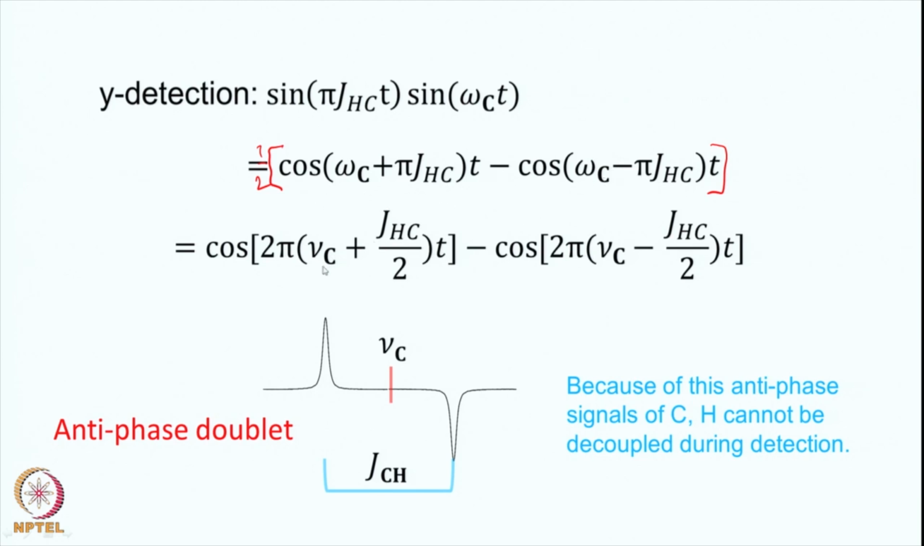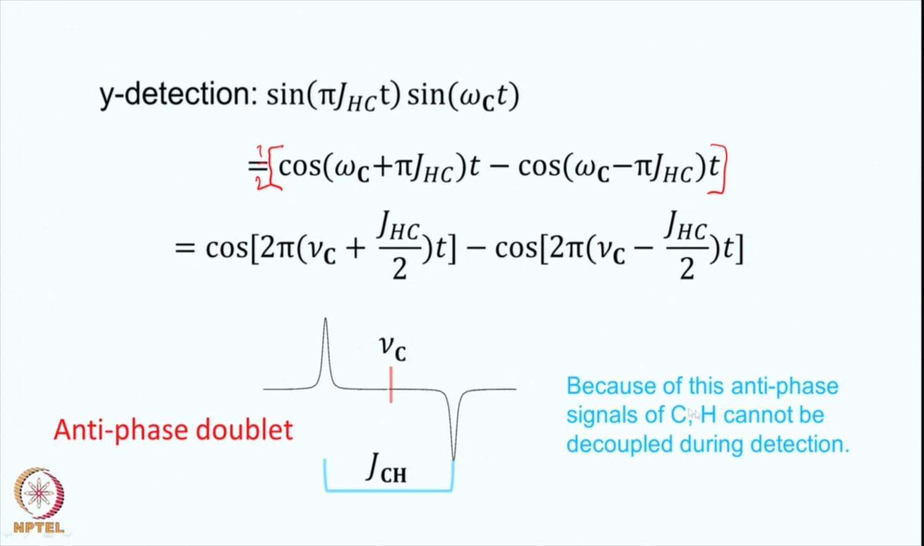Representing them in hertz, I write it as cos 2π(νC plus JHC/2)t and cos 2π(νC minus JHC/2)t. Both are cosine terms, and once again these two have opposite signs. If I take this one as positive, then because of the minus sign, this will be negative. Now it will represent absorptive signals, because these are cosine terms. The cosine terms produce an absorptive signal at this particular frequency, and a negative signal at this other frequency.